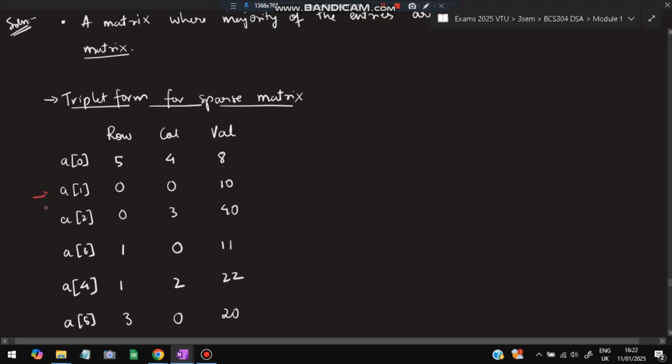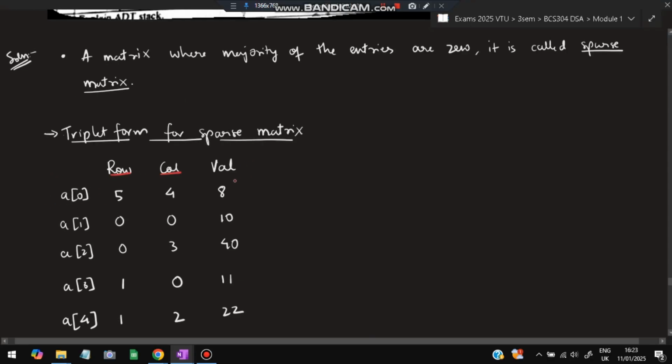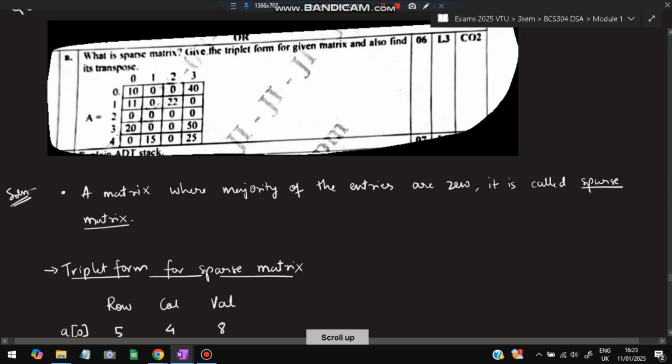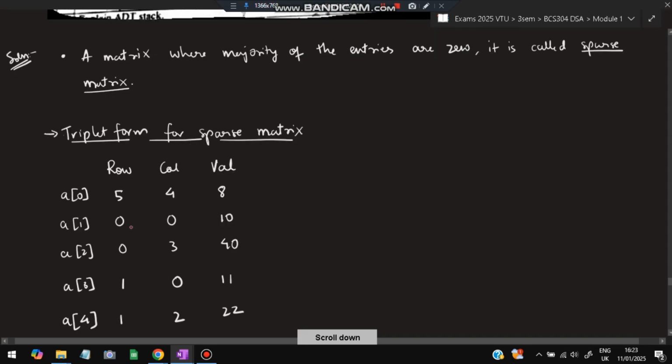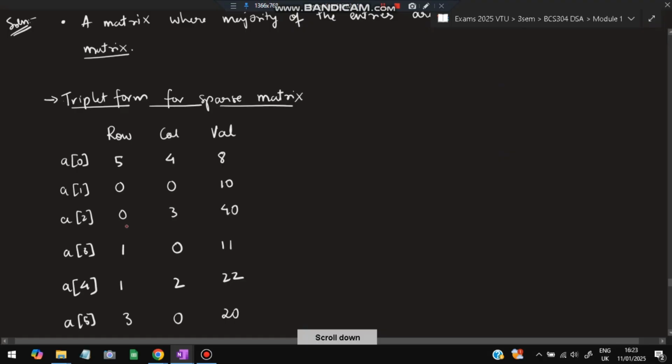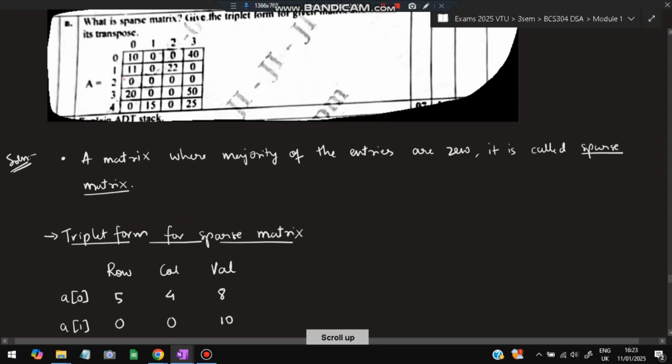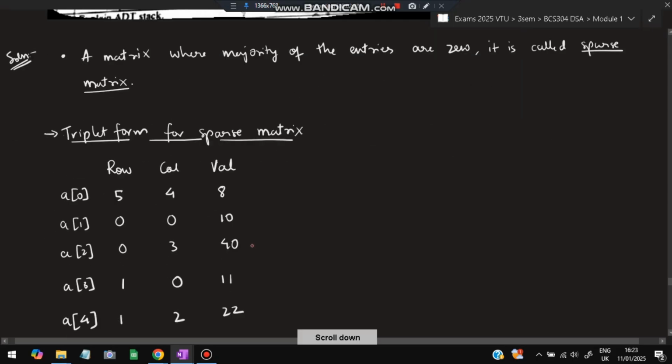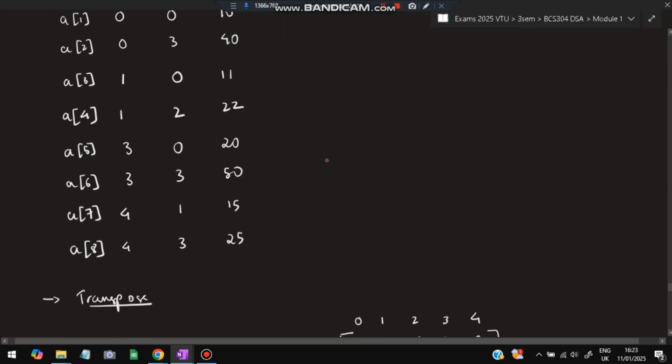Next, from the first row of the triplet, what we will be writing is in which row and column the value is present as non-zero. In 0 and 0 it is present, and the value is 10. So we'll be writing here 0, 0, 10. Next where it is non-zero is this one: 0th row and 3rd column, and the value is 40. Like that we will be fetching all of them sequentially one by one, and noting them down in the triplet of the matrix. That was about the triplet.